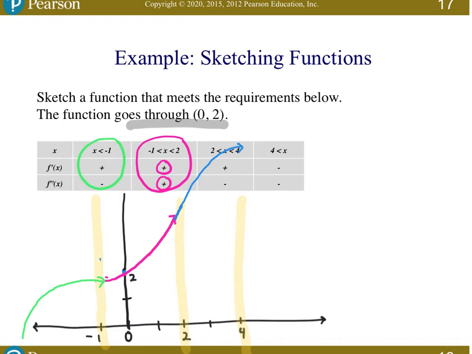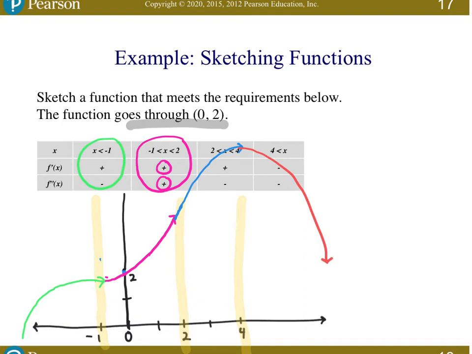The very last section of my graph, for everything greater than 4, I now need to go down and I need to be concave down. So the only way to accomplish going down and being concave down is to have my graph look like this. I am going down and I am concave down. So now I've met all the requirements of the graph.